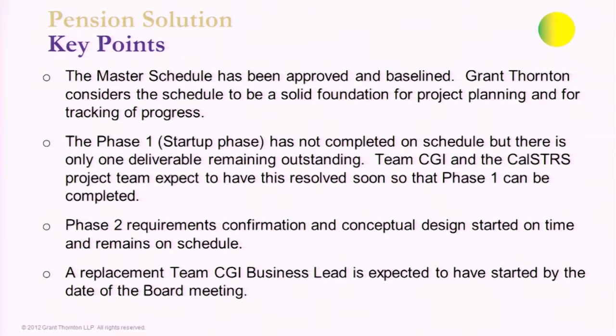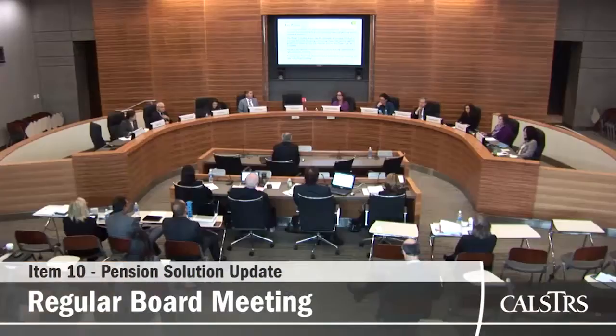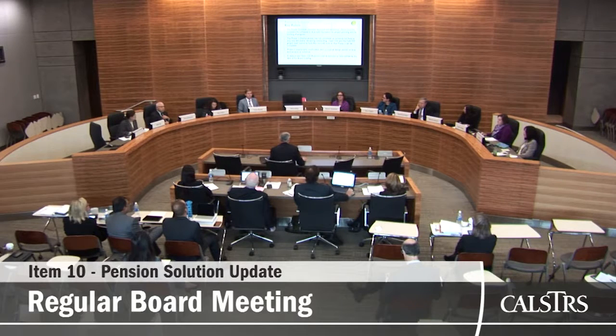In our last report to you, we highlighted a risk around the CGI team business lead. The originally proposed business lead for CGI was not able to start on the project as planned. We anticipated that a replacement would have arrived by this point, and that's actually the case: the replacement CGI business lead started this Monday. So that team is now complete and that position is filled. Any questions on pension solution? Okay, talk about data prep.